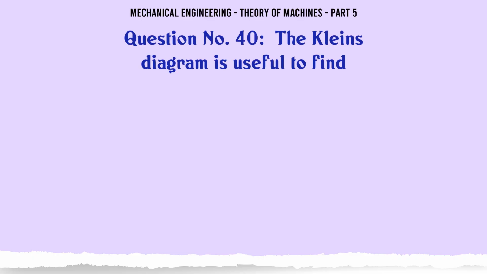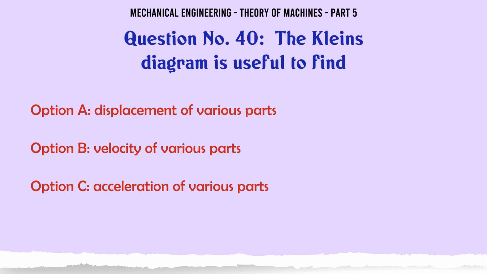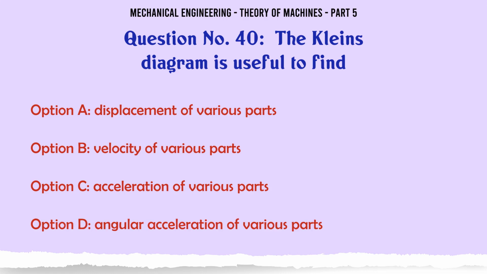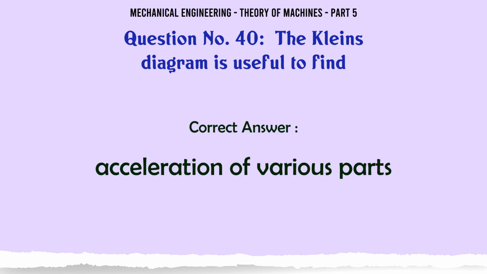The Klein's diagram is useful to find A. Displacement of various parts, B. Velocity of various parts, C. Acceleration of various parts, D. Angular acceleration of various parts. The correct answer is acceleration of various parts.